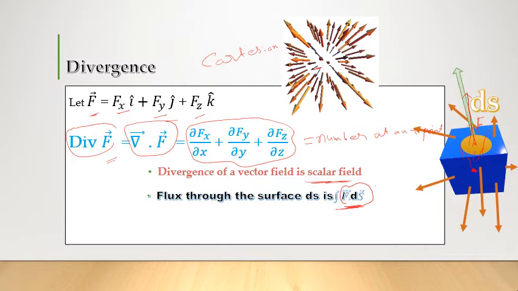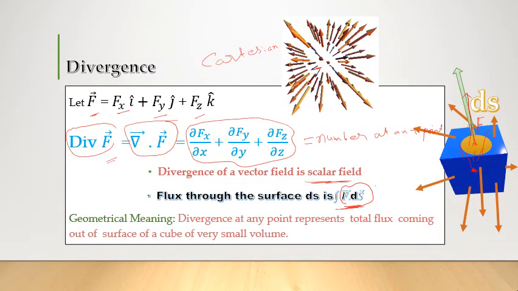Now, geometrical meaning of the divergence. Divergence at any point represents total flux coming out of the surface of a cube. It can be any shape, not only cube, any closed surface. But let us stick to cube. Divergence at any point represents total flux coming out of the surface of a cube of very small volume.